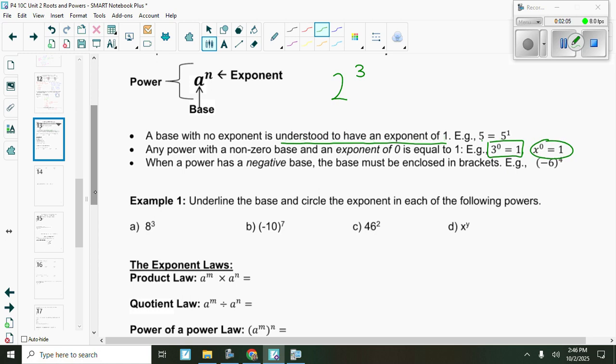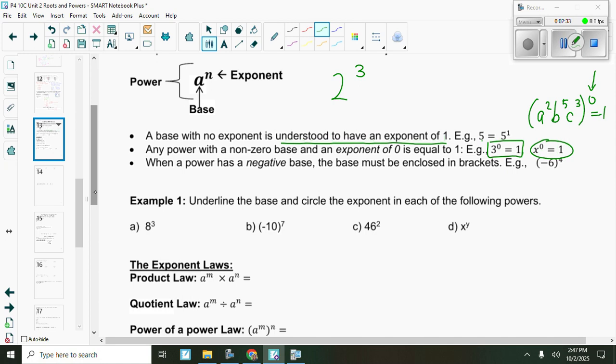Any number at all, even a group of numbers. Say you had something like a squared, b to the 5th, c to the power 3, and all of that raised to the exponent 0. That's all just 1. You don't have to worry about anything inside the brackets if it has an exponent of 0 on the outside.